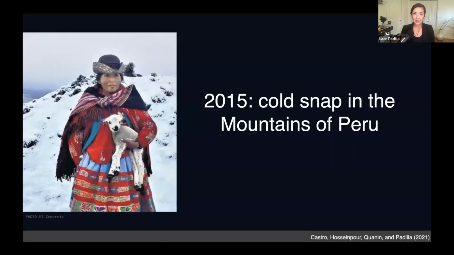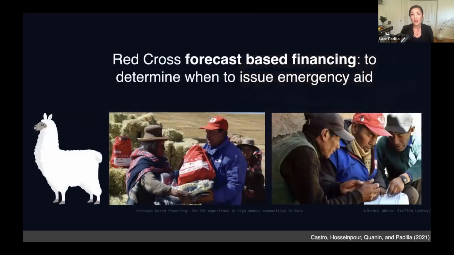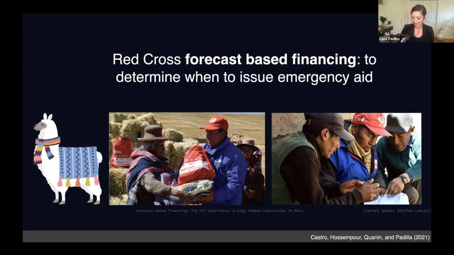And this is really inspired by work that I did with some collaborators at the Red Cross. They told me about a scenario where in 2005, there was a cold snap in the high mountains of Peru. And this resulted in just under 100,000 alpacas dying from cold temperatures. And their task was to help the farmers in this area by creating forecast-based financing systems in which aid would be automatically issued to these farmers under certain conditions. But they had to decide what those conditions would be. When do they set up their system to automatically issue aid? And then how to convey that to the farmers in case there was a false positive where they decided to issue aid and they shouldn't have, or vice versa. And what the aid looked like was actually blankets for these alpacas to keep them warm.